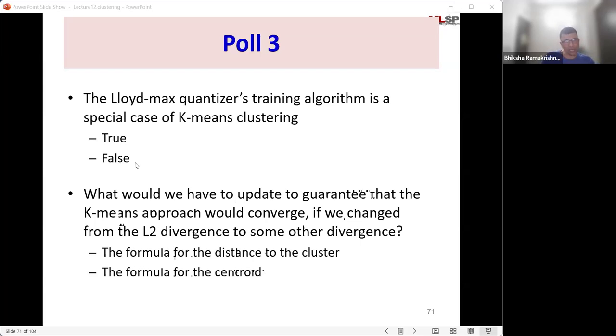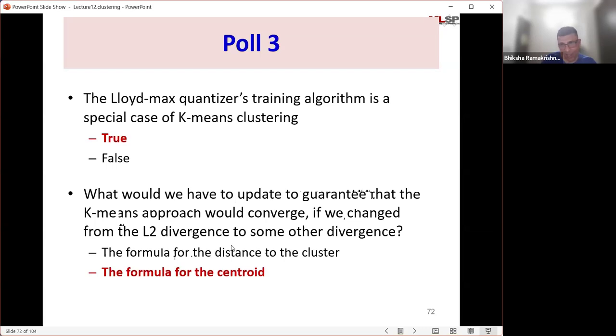what is the answer to the first question? True or false? True. What about the second question? What is the answer to the second question? Anyone? Let's see what the answer is.